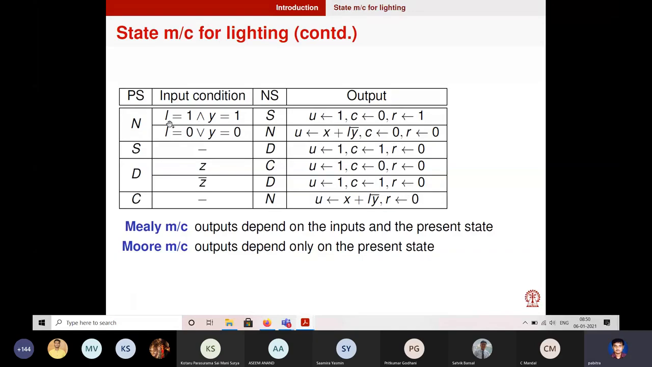And if the input signal is 0, or L equal to 0 or Y equal to 0, then it will continue to stay in the normal state. No change will happen. So if the previous state is N, the new state will also be N. You can say that PS is the present state, NS is the next state. And these state changes happen at the clock, and which next state it goes to from the current state will depend on these input conditions.